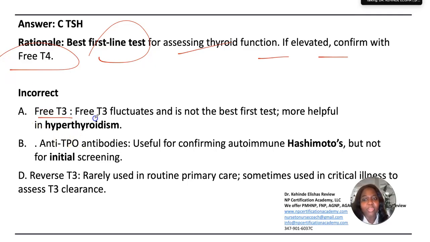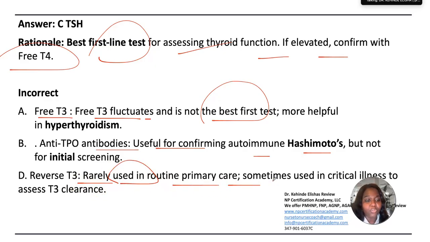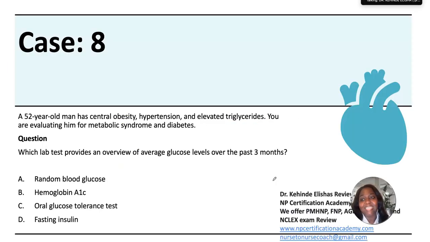Free T3 fluctuates a lot, and it's not the best test, and it's more helpful with hyperthyroidism instead. Anti-TPO antibodies is useful for confirming autoimmune disease like Hashimoto's, but it's not for initial screening. Reverse T3 is rarely used in routine primary care, but of course sometimes it's used for critical illness to assess T3 clearance. Let's now take the last question here.